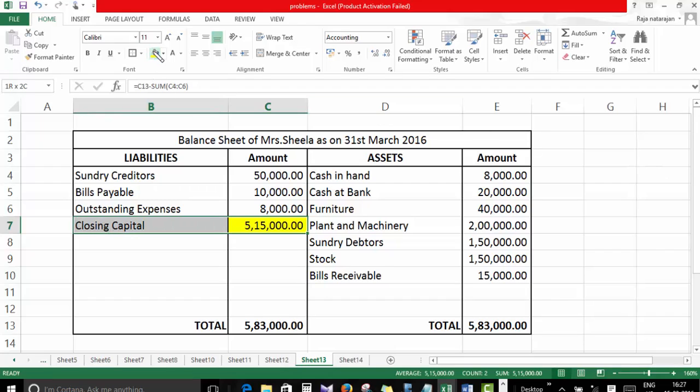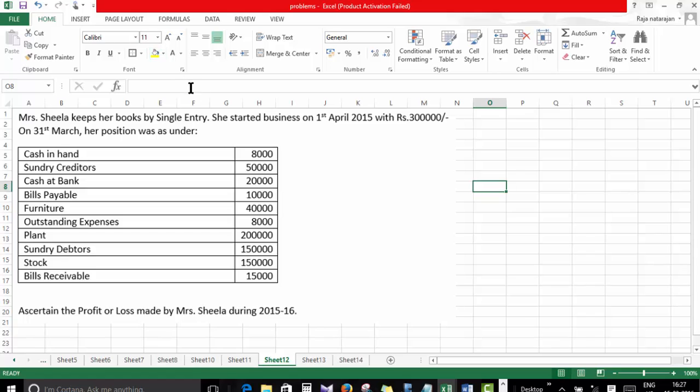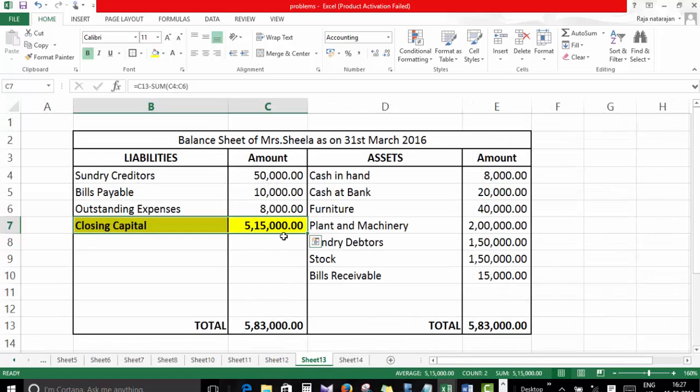So this is a balancing figure. We are looking for this, and why do we need this information? We are basically interested in finding the profit, right? What was the capital introduced by Mrs. Sheila when she started the business? It was 3 lakh. Now the capital is 5 lakh 15,000. Why had capital gone up? Because the business had made a profit. So how do you find the profit? It is very simple. Compare the closing capital with opening capital. The difference is going to be the profit.